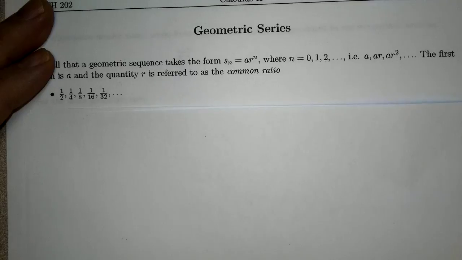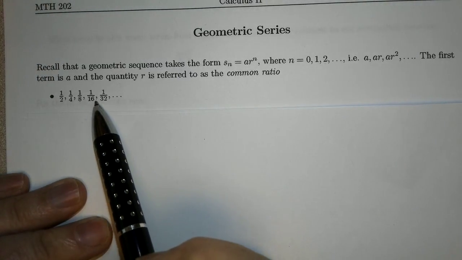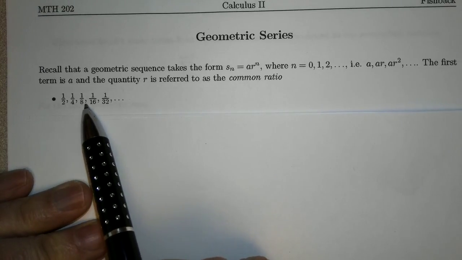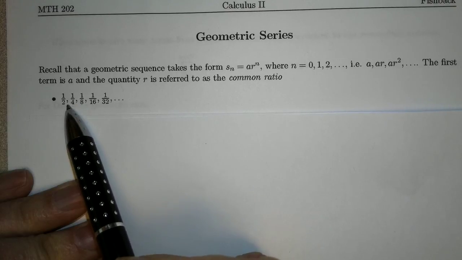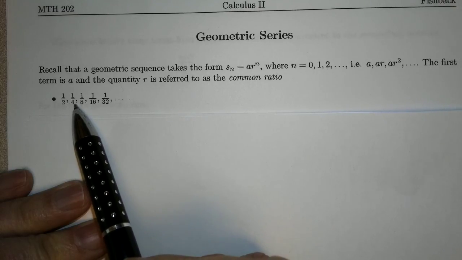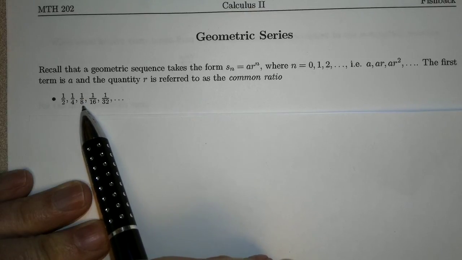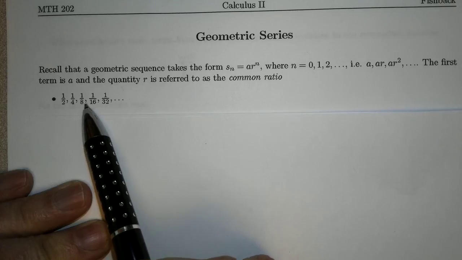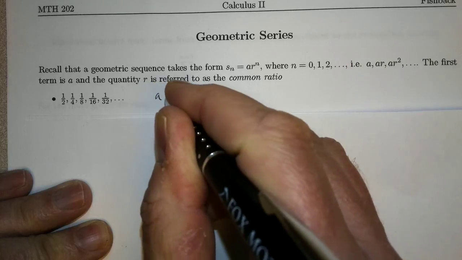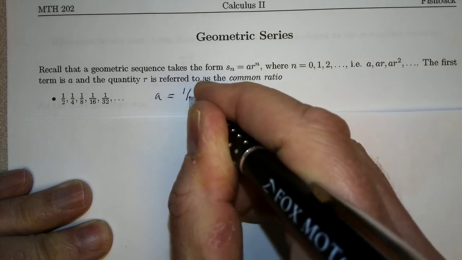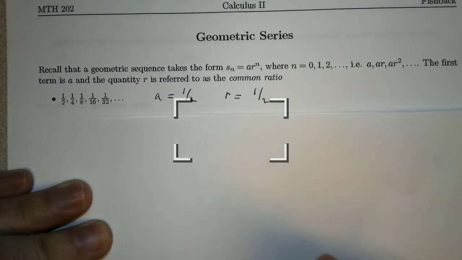So a couple examples. 1/2, comma 1/4, comma 1/8, comma 1/16, so on and so forth. Now it's pretty clear here that to get from 1/2 to 1/4, I'm multiplying by a half. When I multiply 1/4 times a half, I get 1/8. When I multiply 1/8 times a half, I get 1/16, and so on. So in this case, the first term is 1/2, and the common ratio is 1/2 as well.